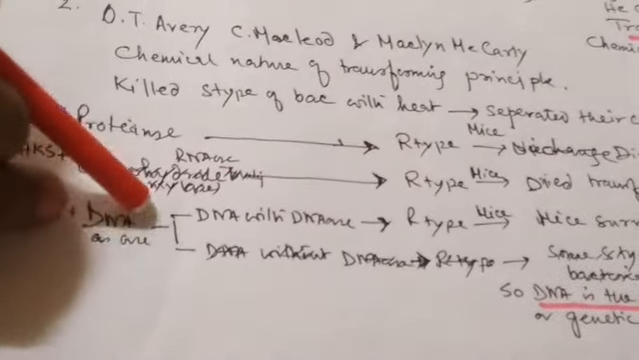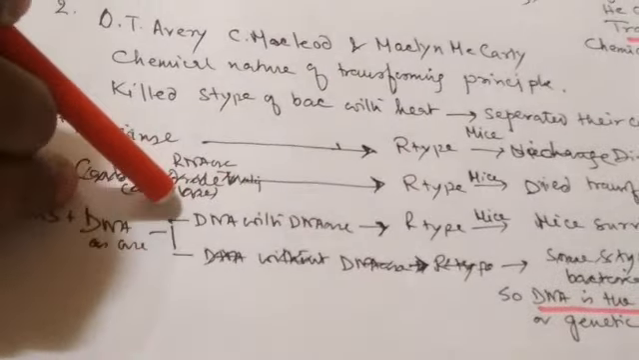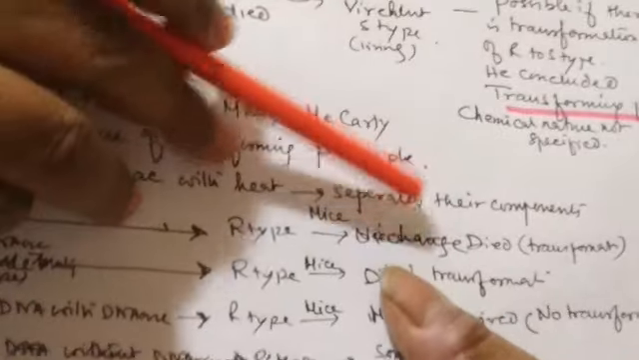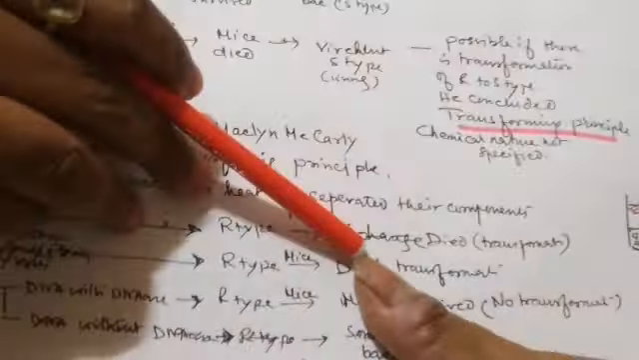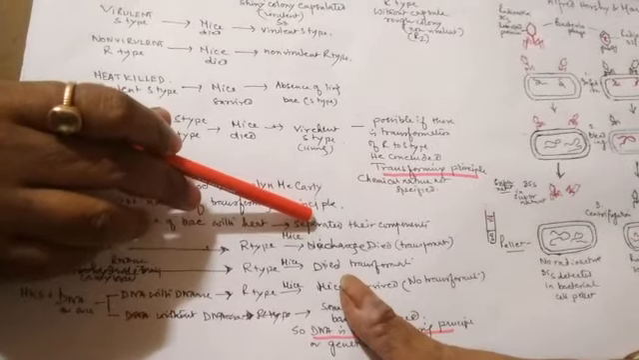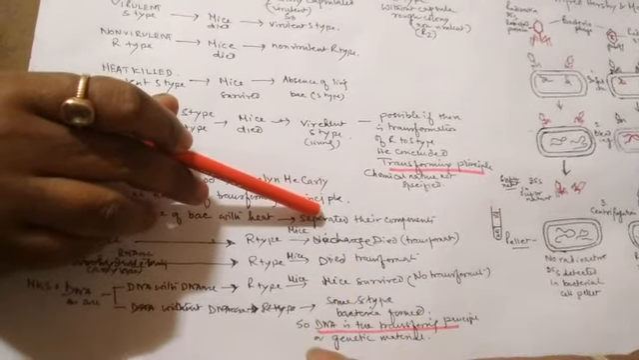Now finally, what they did, they used DNase to break down the DNA present in the heat-killed smooth, and along with the R, they injected it into the mice. And now, surprisingly, it was seen that the mice did not die, it survived. Why did it survive? Because transformation didn't occur.